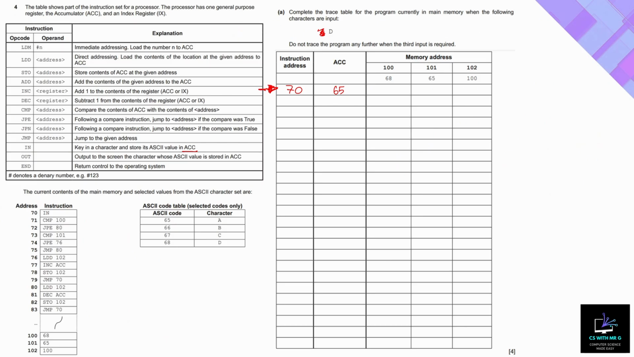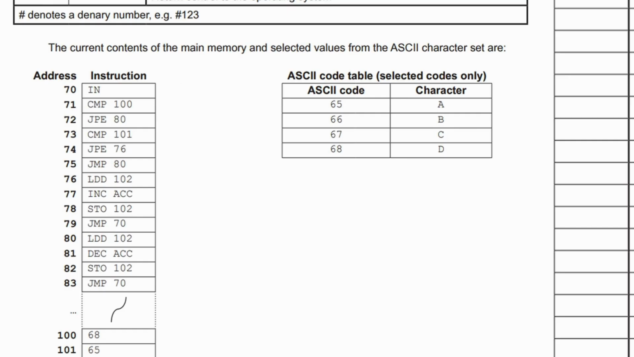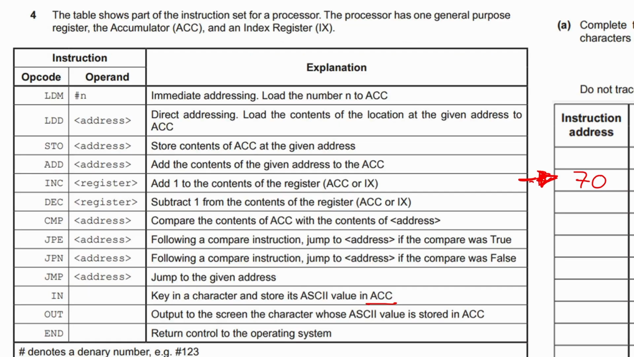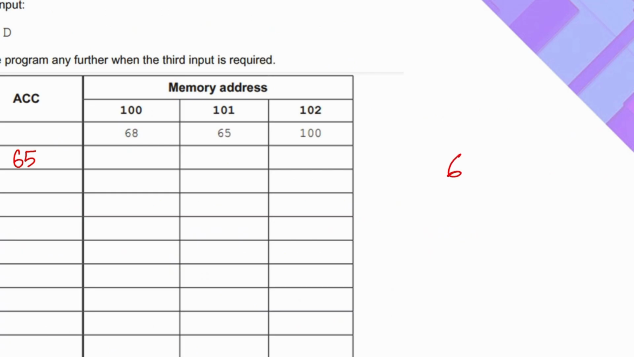Now, following a CMP instruction will always follow some kind of jump instruction. And as we can see, JPE 80 means following a compare instruction, jump to the address that's given if the compare was true. Now, we compared 65 with 68, which means the compare was false. They are not the same number.